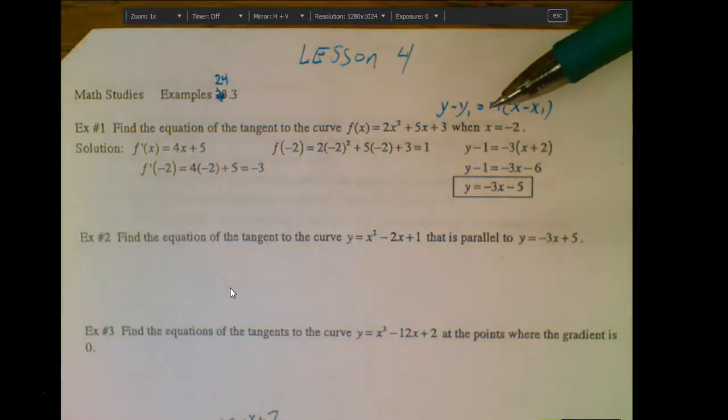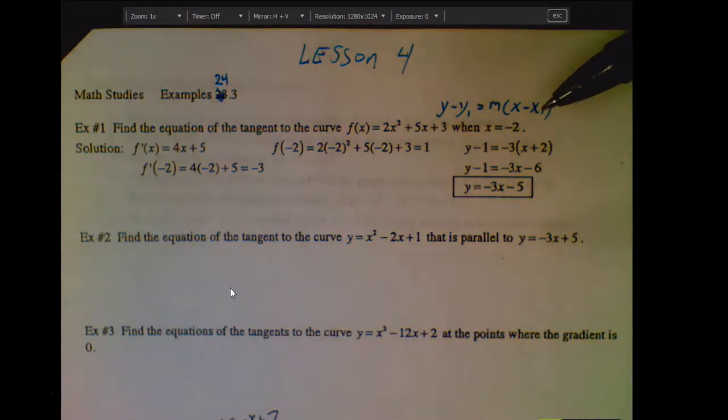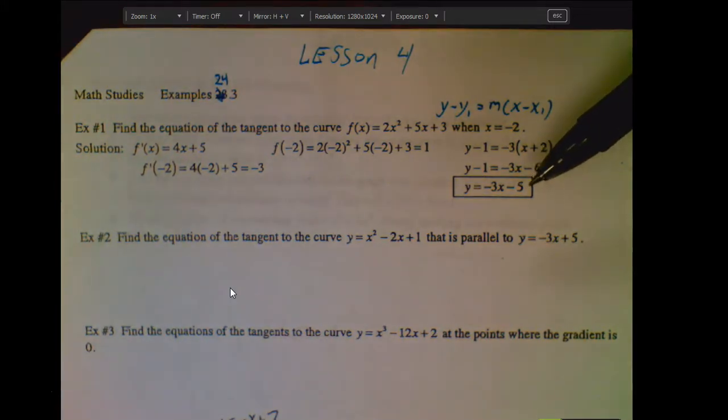And now we have all the pieces of our puzzle. So we have the slope right here, -3. We got the y coordinate of 1. We have the x coordinate that was -2. And all that goes into the point slope formula. It looks just like this. And now if you get y by itself, you got the equation of your tangent line.